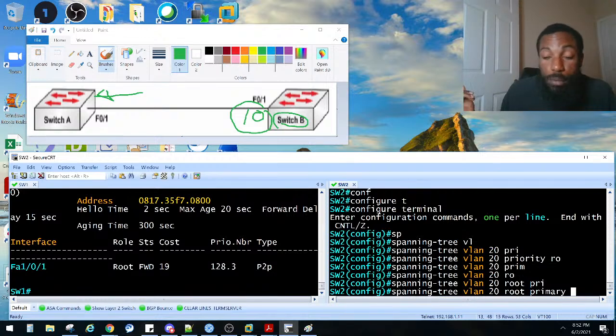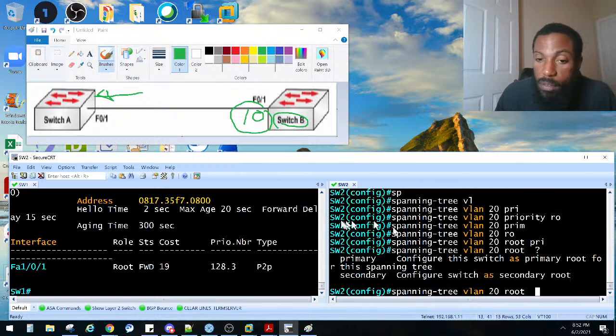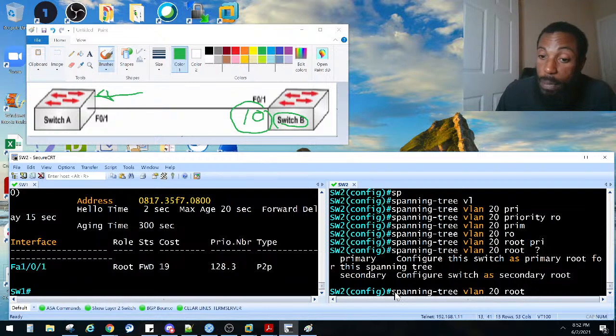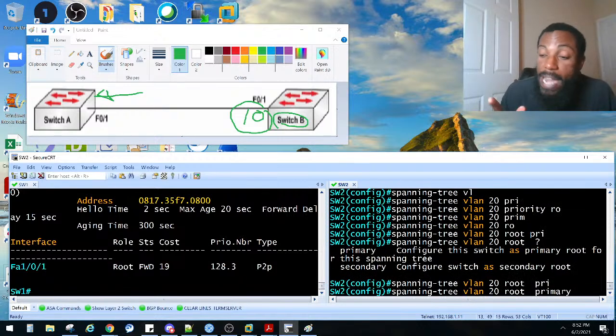You could also have a backup root bridge as well and put secondary, I believe, right? Is it secondary? Can't even remember. Yes, secondary. So when you put the keyword primary after the root keyword, this configures this switch as the primary root bridge for this spanning tree. So that is the command right there. Spanning tree, VLAN, and the VLAN number, and then root primary. That is the macro that they were talking about.